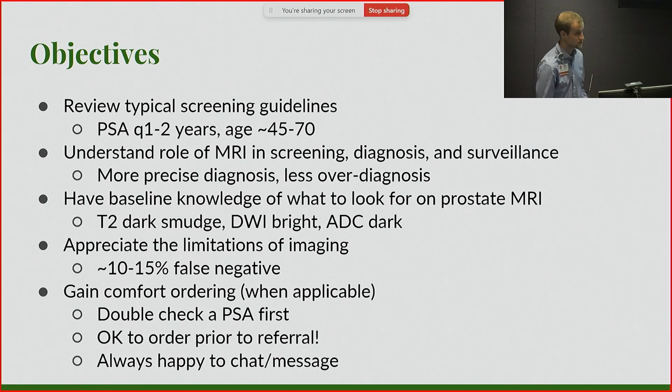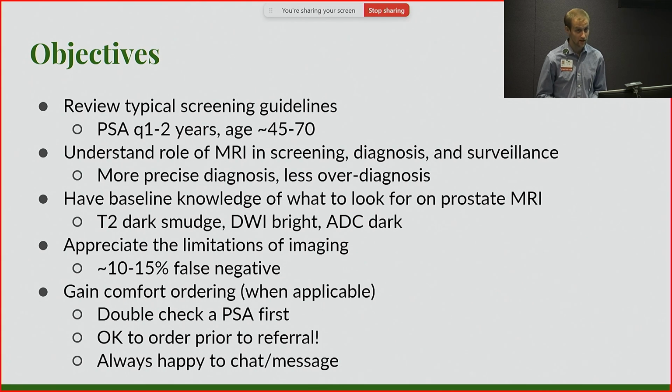And then gain comfort in ordering. I think, again, for the primary care audience, I'm fine if you want to order a prostate MRI ahead of time. The only request I would have is to always double check a PSA. So get that second PSA. If it's still elevated, feel free to order, or you can just even ask us too.